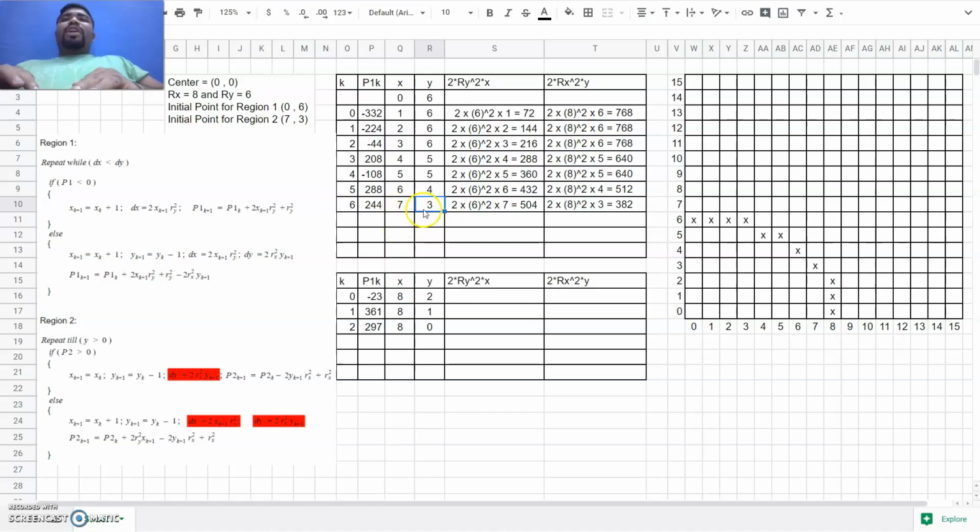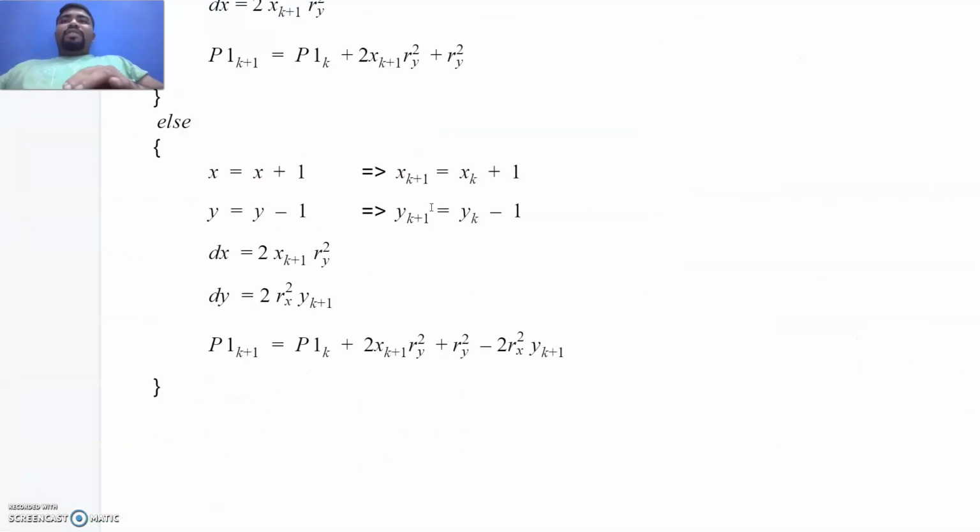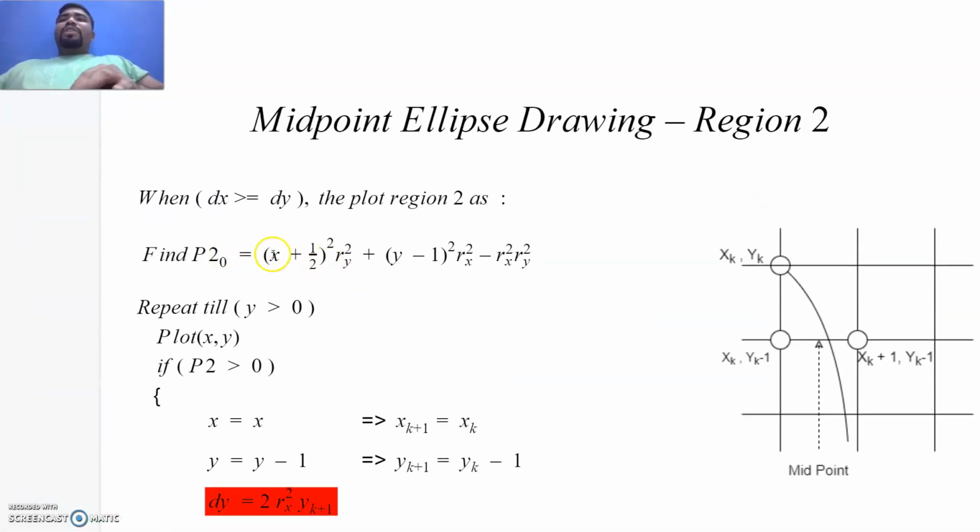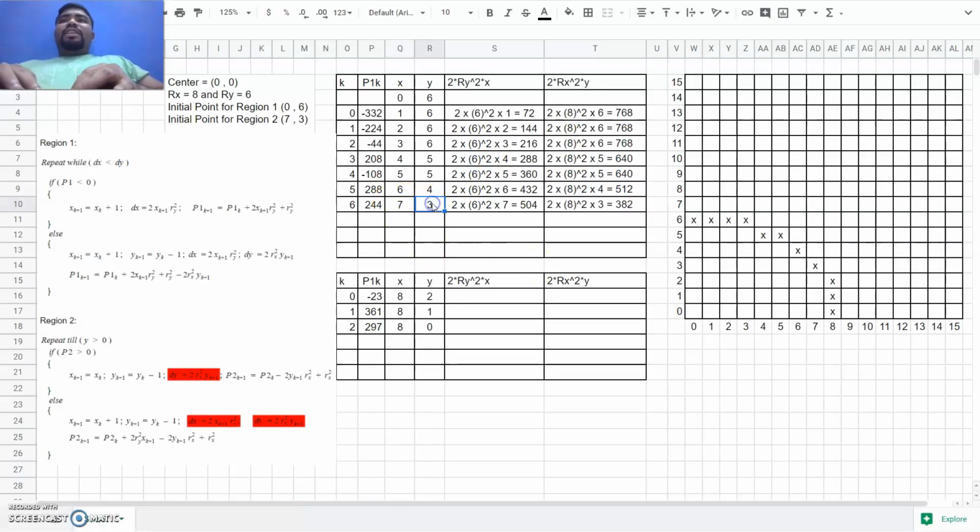But for region 2, first we need to calculate the initial decision parameter, that is P20. To calculate that, we will just look at this formula. P20 is x plus half the whole square ry square plus y minus 1 the whole square rx square minus rx square into ry square. Now we take 7 and 3, that is the initial point for region 2, and we set it into that formula. When we do that, we get P2k. It's not P1k, it is P2k. So we get P2k as minus 23. As it is less than 0, we say that in this case, the point is lying inside the ellipse. So inside the ellipse, that means obviously my x should be incrementing.